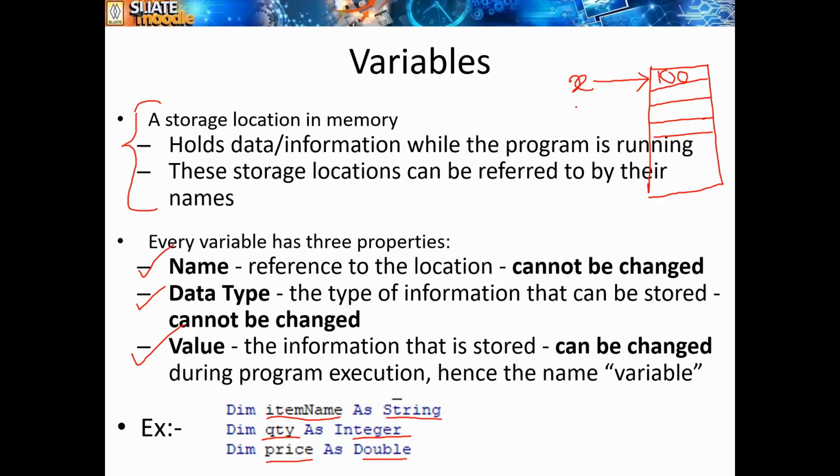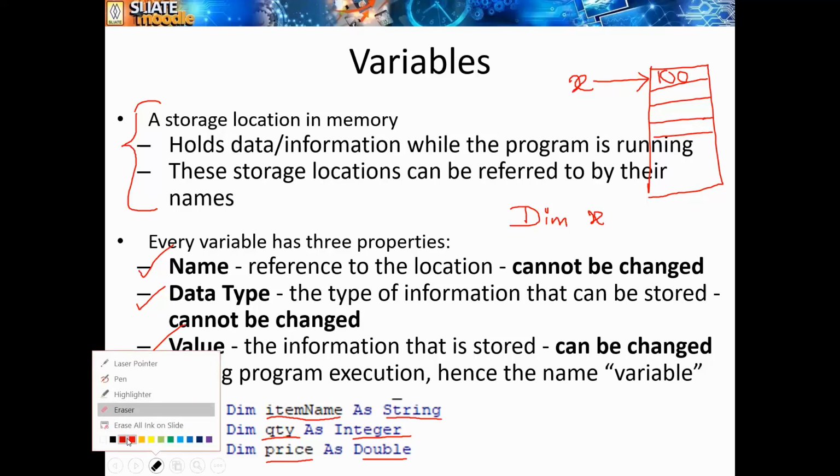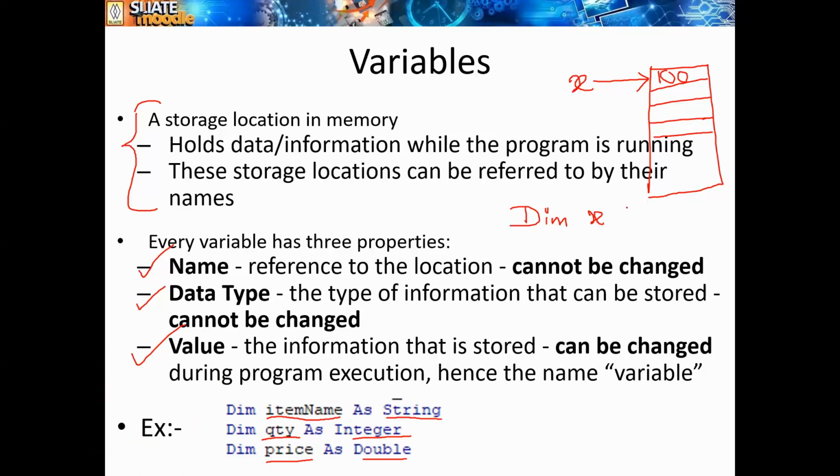Therefore, if I want to mention my variable within my program, I have to start like this. I declare Dim, then X, then As, and then I give the data type, Integer. So here I have declared X.